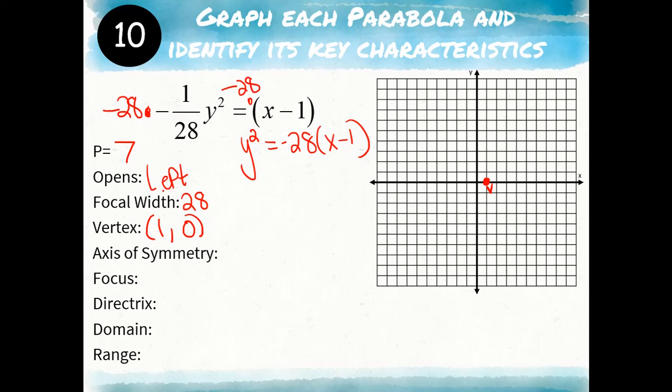Focus. Now I got to follow my directions. Left, 7. So I'm going to go 1, 2, 3, 4, 5, 6, 7. Right there. Sorry, guys. My pen decided to go a little wonk again. So that would be, what's the ordered pair? 1, 2, 3, 4, 5, 6. 6, 0. Directrix going to go the other way. 1, 2, 3, 4, 5, 6, 7. So that's this line right here. Okay. That would be x equals 8, I think, for that.